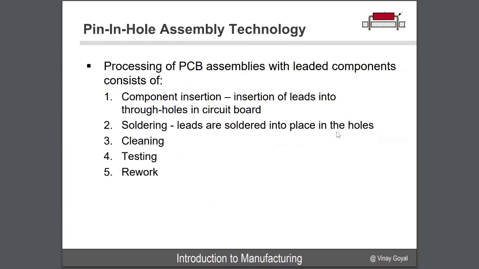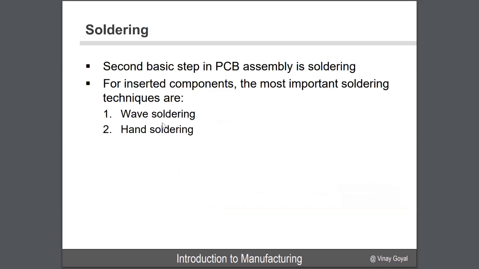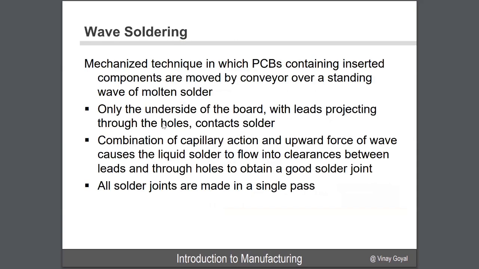So now going back here, the second step is soldering. We need to solder those into the holes. There are 2 approaches used, wave soldering and hand soldering. Wave soldering uses a mechanized technique. You're only able to do it on the underside of the board, and then you use capillary action and the force of the wave that causes the liquid solder to flow onto the clearances. That's how it works. All solder joints are made in a single pass.